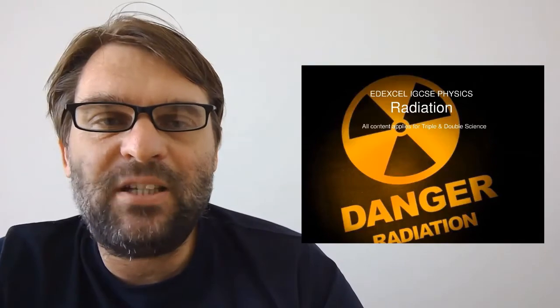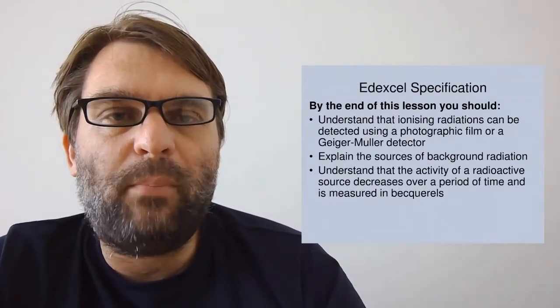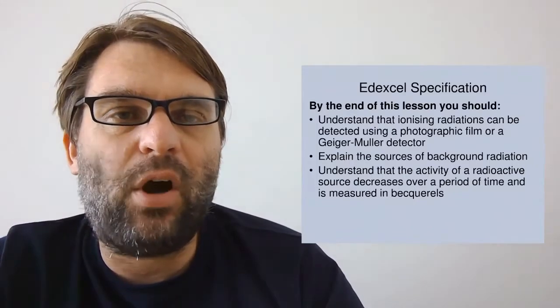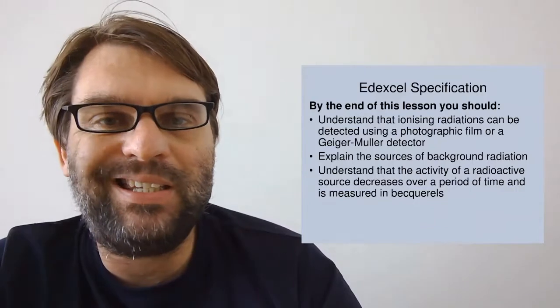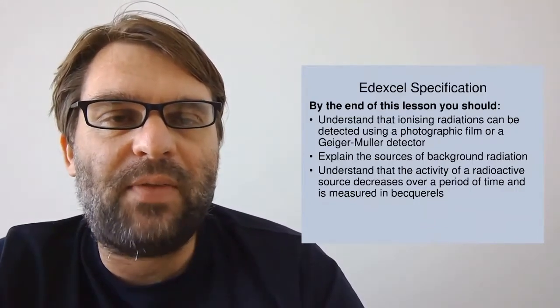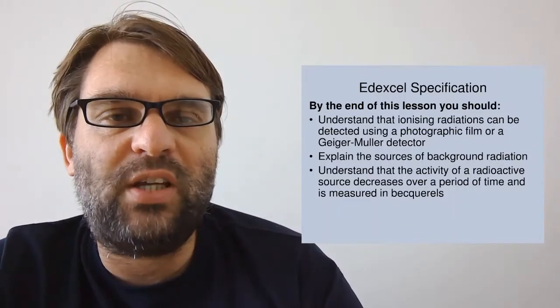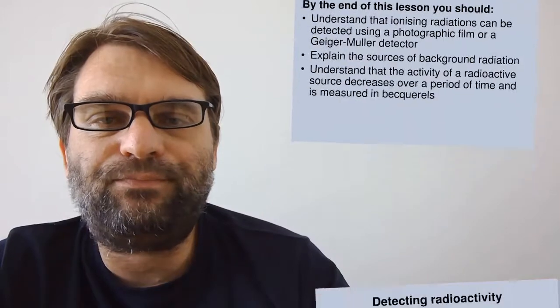So welcome to today's lesson on radiation. By the end of the lesson, you should understand that ionizing radiation can be detected by photographic film or Geiger-Muller detectors, explain the sources of background radiation, and understand that the activity of a radioactive source decreases over a period of time and is measured in becquerels.